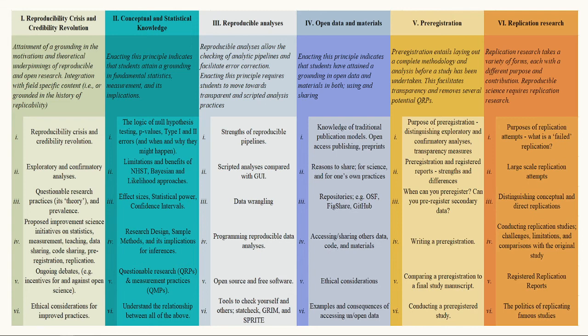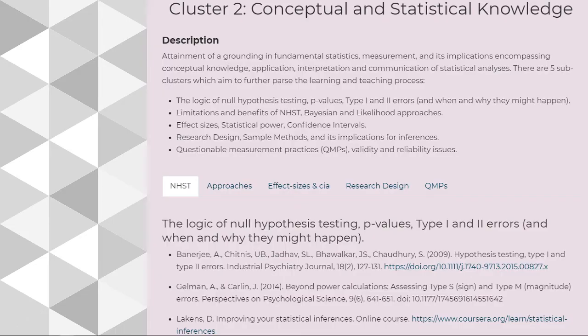So I'm going to show a snippet of the FORRT website. Specifically, it's going to focus on Cluster 2, Conceptual and Statistical Knowledge. On this website, it's kind of like what you saw before, right? There's a description, and there are these subcategories ranging from null hypothesis testing and the logic to effect sizes and questionable measurement practices. What I want you to focus on is at the bottom.